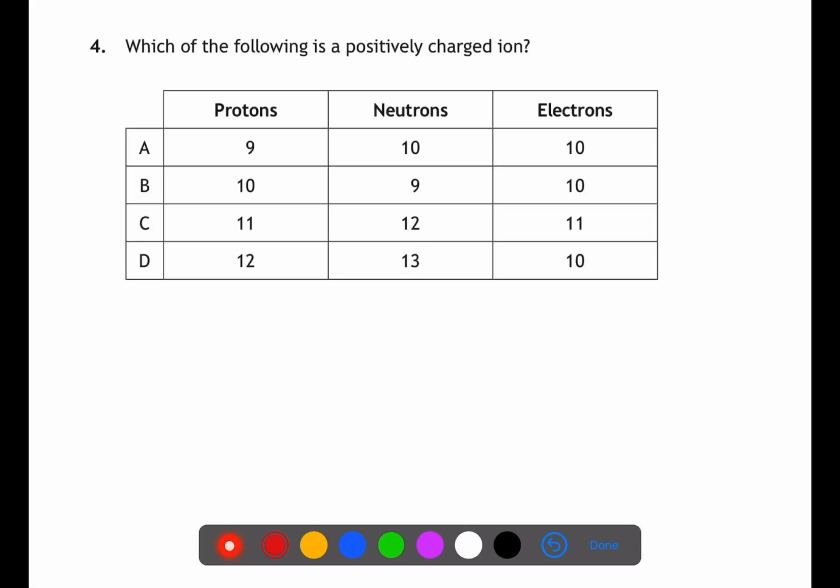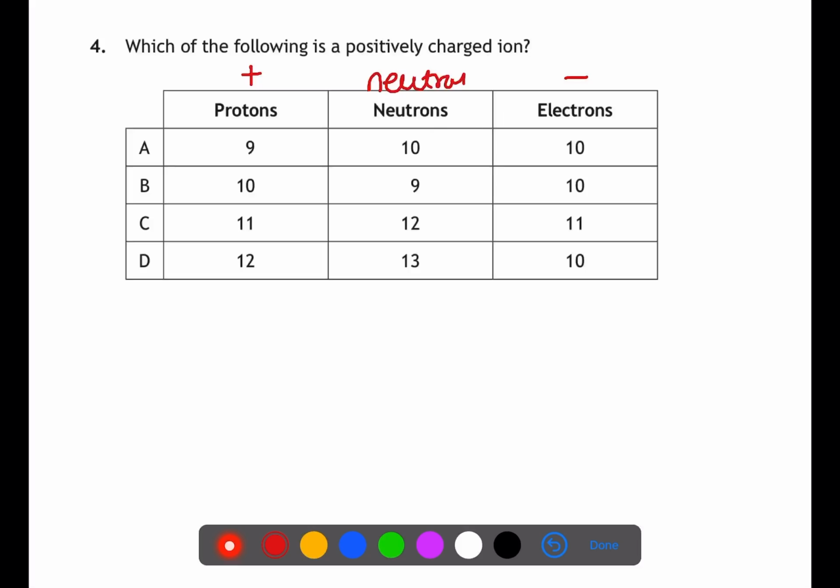Question 4. Which of the following is a positively charged ion? To be able to answer this question, you need to understand the different subatomic particles. Protons are positively charged, neutrons are neutral, and electrons are negatively charged. For a particle to be a positively charged ion, it needs to have more protons than it does electrons. This means that the positive charge of the nucleus will be greater than the negative charge of the electrons around it.